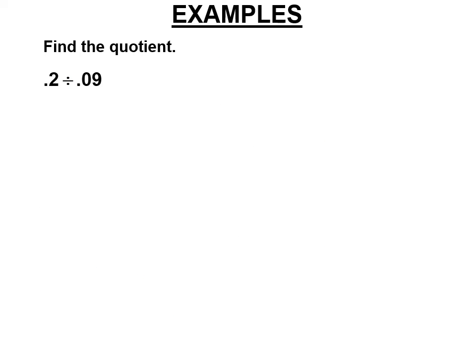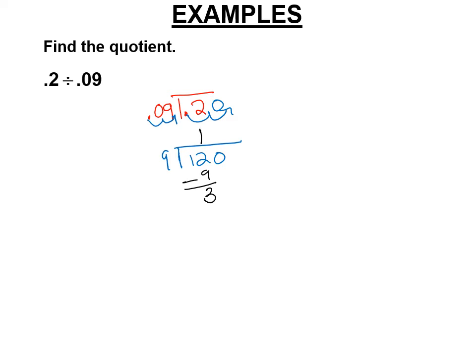So let's see what happens here. So this combines everything we've done. 0.2 divided by 0.09. So pause the video and do it yourself. So we move the decimal twice and make that 9. That means we're moving the decimal twice there, adding a 0 and making that 120. 9 doesn't go into 1, but it goes into 12 once. Remainder 3. Bring down a 0. 9 into 30. 3 times 9 is 27.